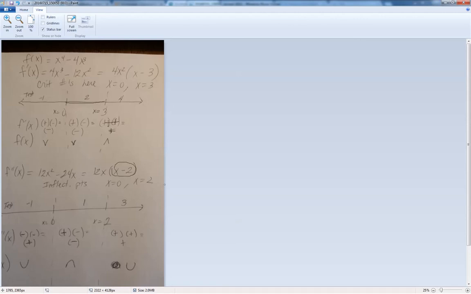Then you move to the next interval, which is to the right of x equals 2, so I chose 3. 12 times 3 is a positive number. 3 minus 2 is a positive number, so positive times positive gives you an overall positive. And we would have that we are concave up.